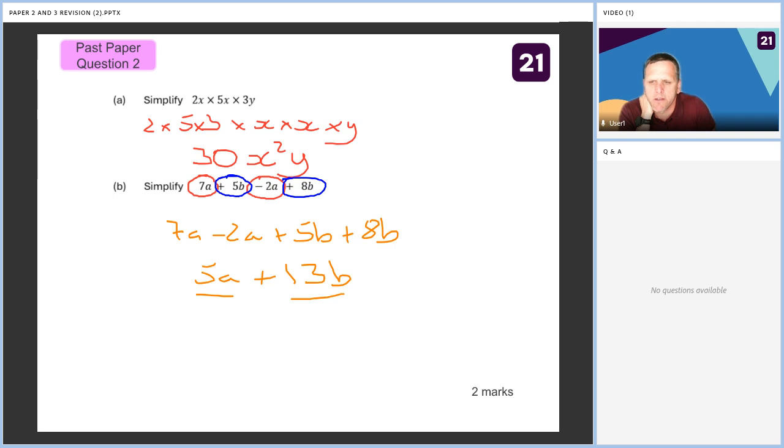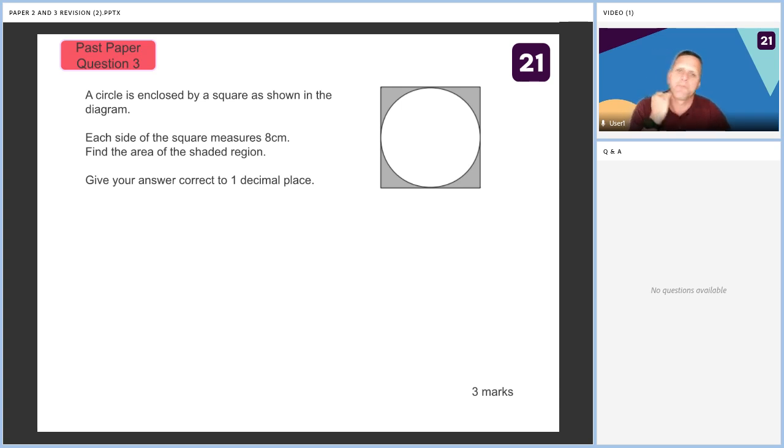So always take your time in your exam, and make sure you get them right by circling those to make sure you've got the signs with the correct terms. And on to question 3, where Rob's going to take over from me.